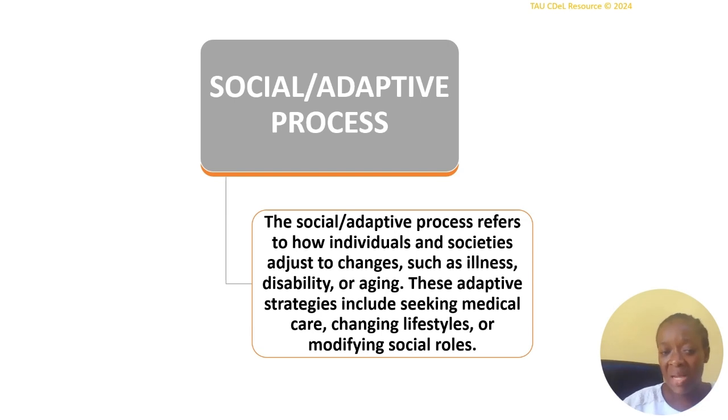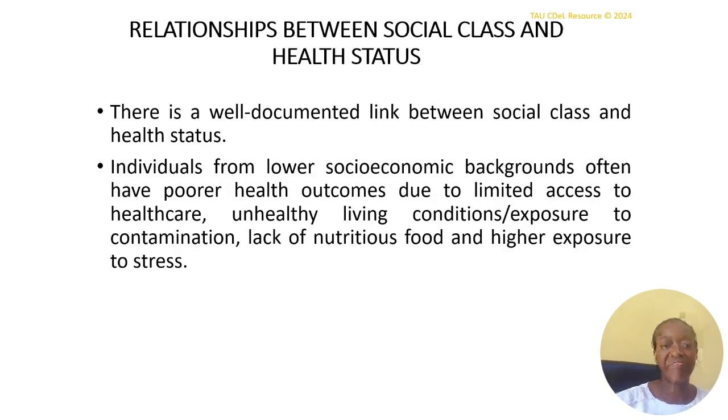Then we have the social adaptive process. This refers to how individuals and societies adjust to changes, such as illnesses. You agree with me that illnesses come with different changes, disability or aging. So these adaptive strategies include seeking medical care, changing lifestyles, and modifying social roles. It is very important to understand this.